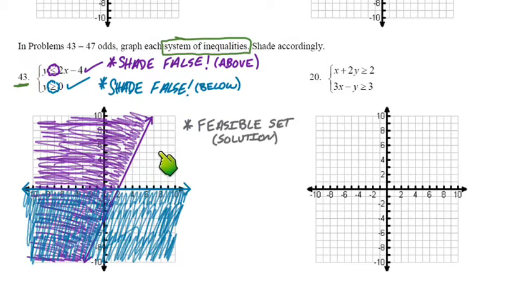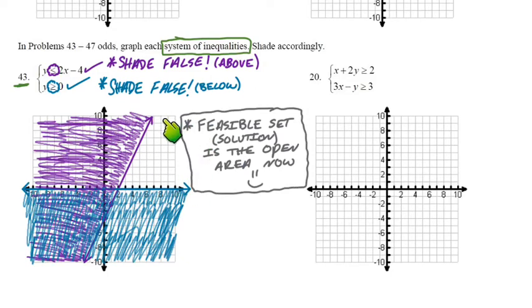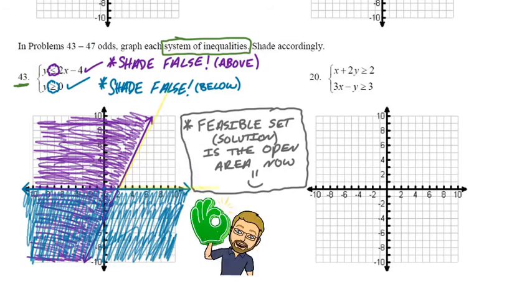So our feasible set or our solution, all the points that work for both of these inequalities will be in this open area, which is, in my opinion, a very clean and nice way to go about illustrating your feasible set. Now to make that happen, though, I've kind of put some yellow highlighter here. To make that happen, though, again, you have to shade false.